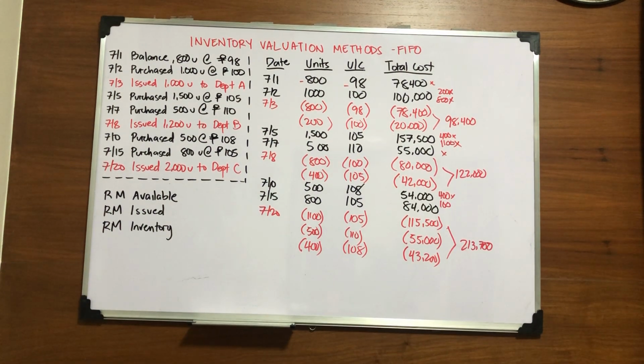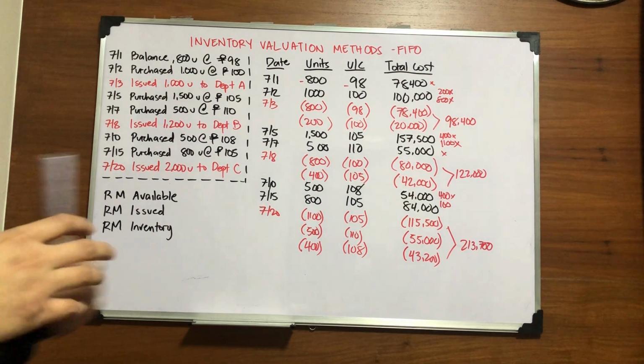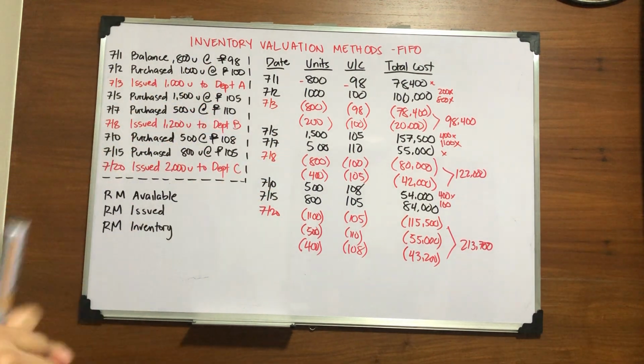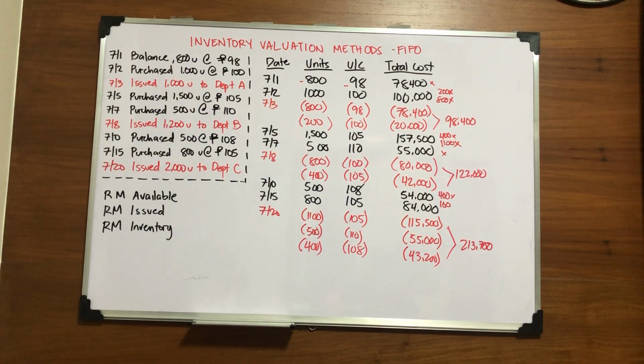Okay. So in here we already know we were able to properly allocate the purchases as well as the issuances. Now what we need to do is to obtain the balances for your raw materials available for use, your raw materials issued or used, as well as your raw materials inventory or your raw materials ending balance.